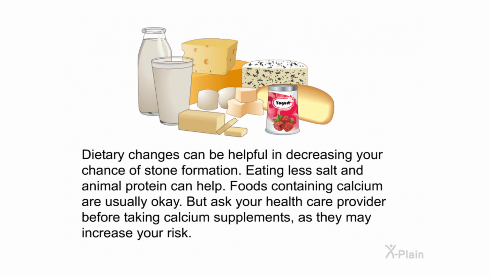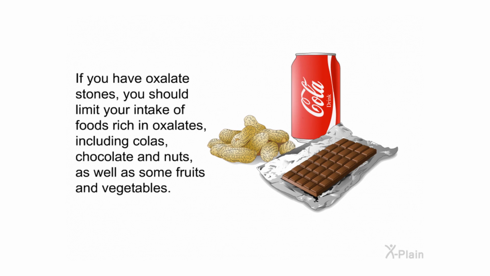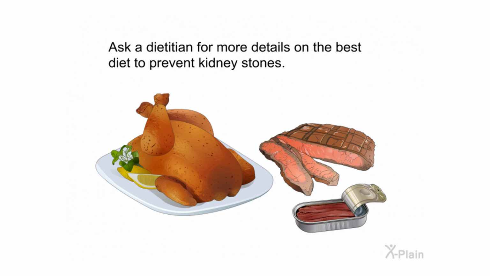Dietary changes can be helpful in decreasing your chance of stone formation. Eating less salt and animal protein can help. Foods containing calcium are usually okay, but ask your healthcare provider before taking calcium supplements, as they may increase your risk. If you have oxalate stones, you should limit your intake of foods rich in oxalates, including colas, chocolate, and nuts, as well as some fruits and vegetables. Ask a dietitian for more details on the best diet to prevent kidney stones.